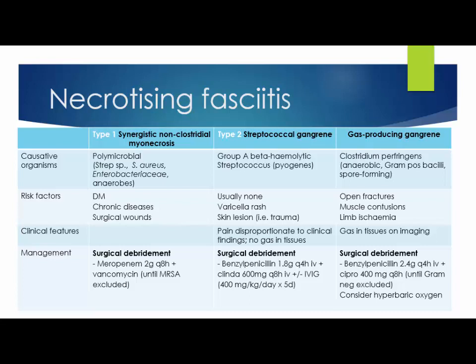So this is just a table. I'm not going to read all of it out, but although you can absolutely have risk factors, particularly for that synergistic polymicrobial type of neck fash, often seen in the diabetic population or people with surgical wounds or a lot of chronic diseases. But streptococcal, so group A strep, usually we're talking about fit and healthy individuals with no specific risk factors. They may have had a skin lesion that's a portal of entry, but often the theory is that we carry strep in our throats.